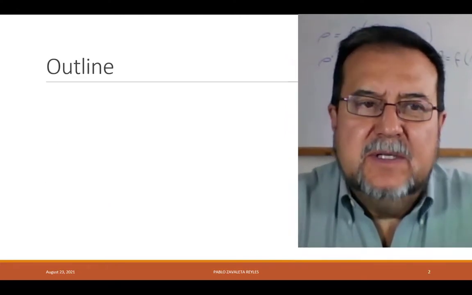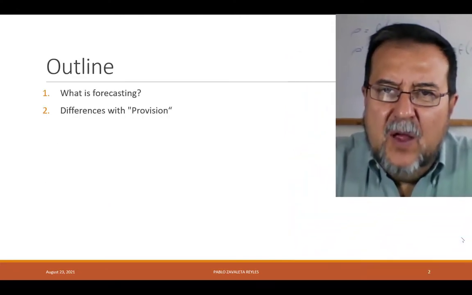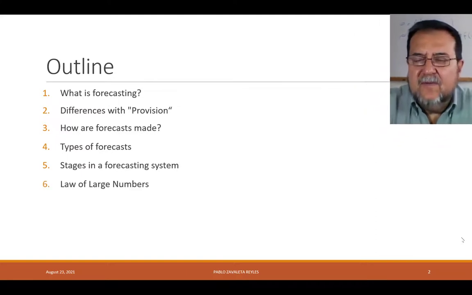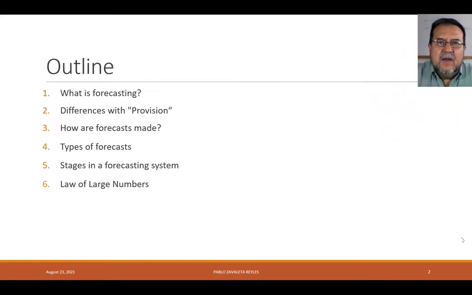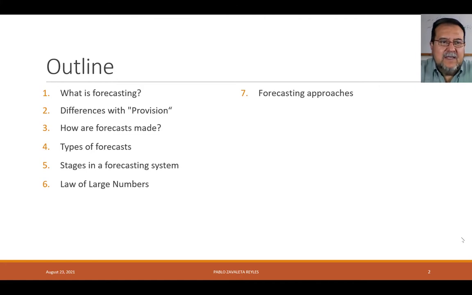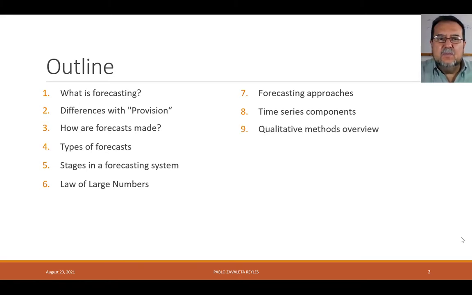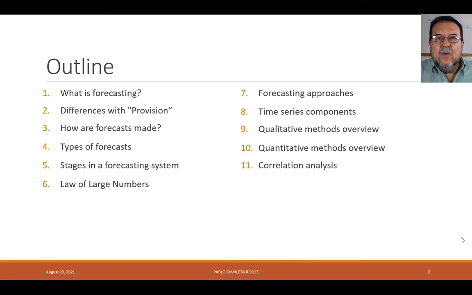So, as usual, let's start with our outline. We will be covering forecasting, obviously, but differences with provision, how forecasting are made, the types of forecasts, the stages in the forecasting system. We will be covering a little bit about mathematics for the law of large numbers, forecasting approaches, time series components, qualitative methods overview, the quantitative methods overview, and we'll also cover a little bit about correlation analysis, something that you have seen in previous courses.